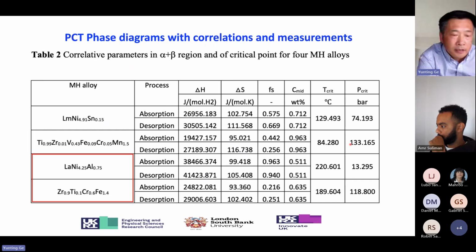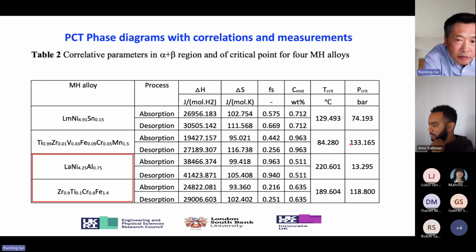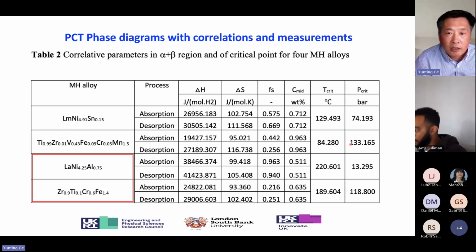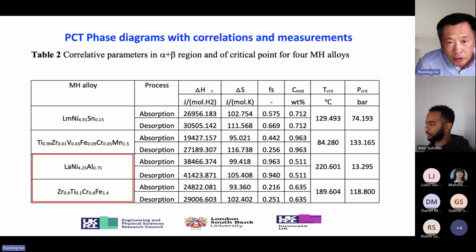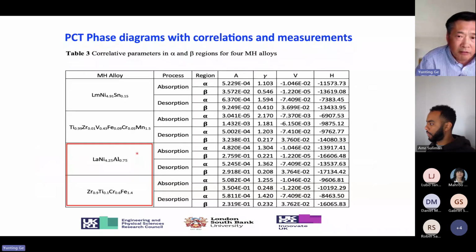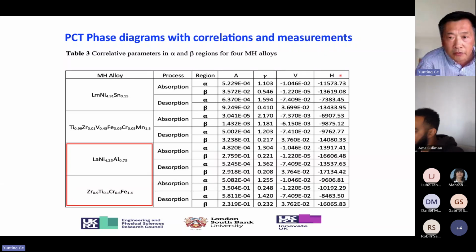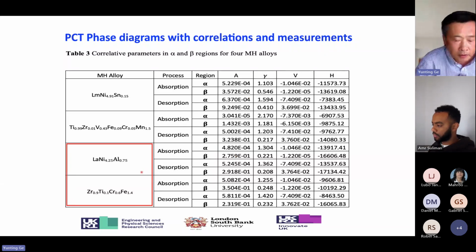By comparing the correlation and the measurement result, we can find out the coefficients we want to correlate. This is for the alpha plus beta region, with the coefficients here, and also the critical temperature and pressure for each metal hydride here. And for the alpha beta region here, you can also correlate these four coefficients for the different metal hydrides.